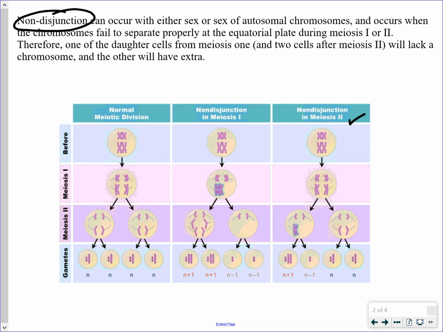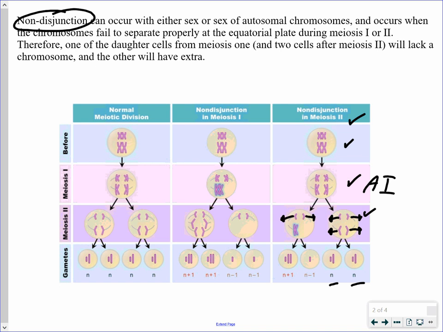With non-disjunction during meiosis 2, we see that everything is looking fine the way that they are lined up initially during metaphase 1. Separation is fine as well during anaphase 1. When we get on to metaphase and anaphase 2, though, they line up properly. These ones here are okay. They are going in opposite directions as they should. So this one on the right-hand side, it in fact is going to generate gametes that do have the normal number of chromosomes.